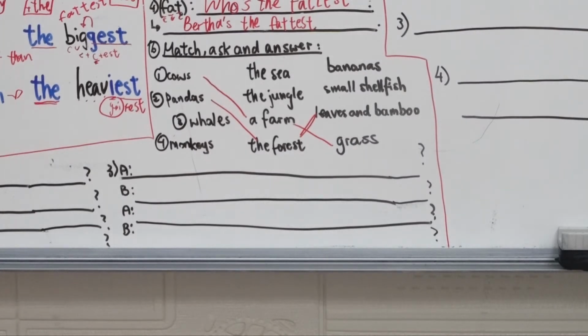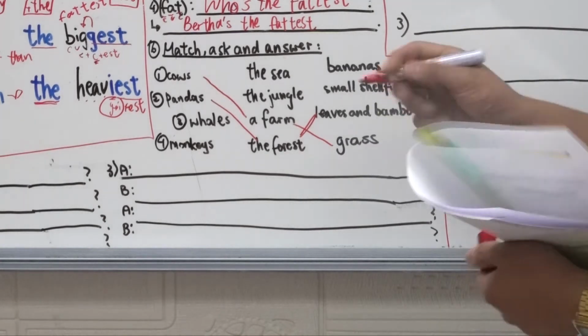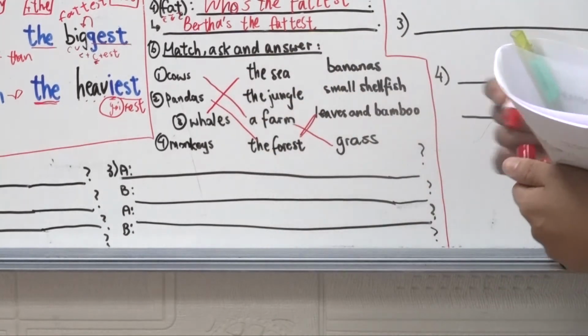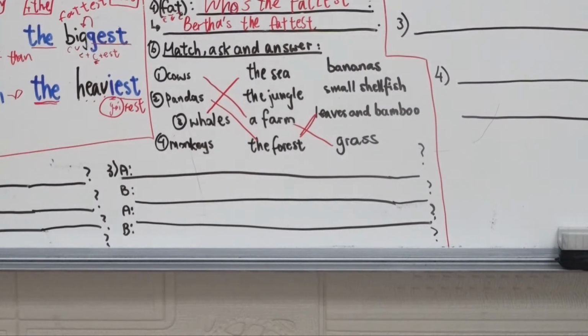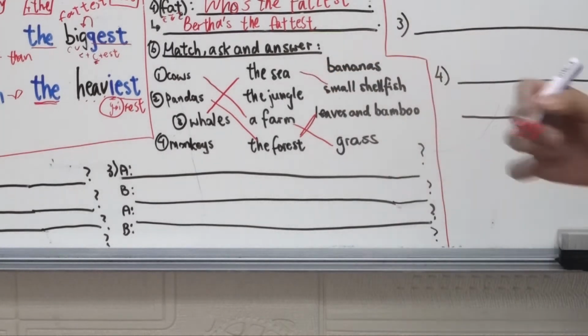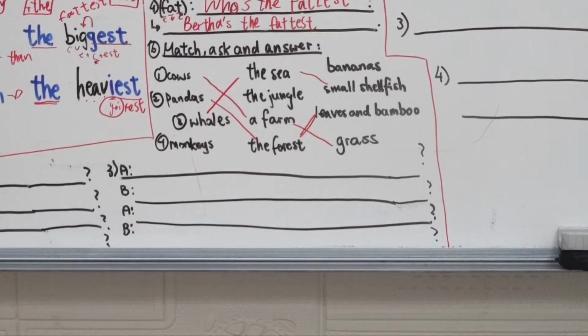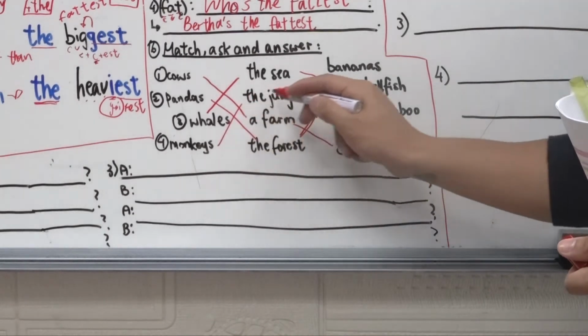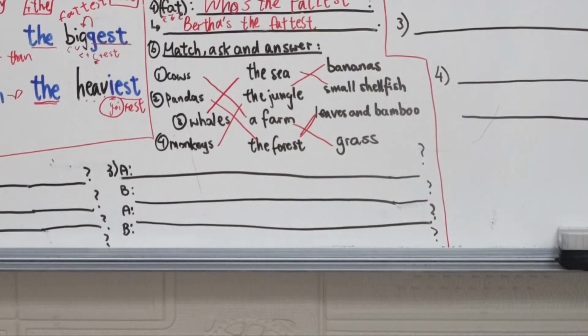What about question number 3, whales? Where do whales live? In the sea or in the jungle? Sea. Right, the whales live in the sea. And what do they eat in the sea? Bananas or small shellfish? Small shellfish, right? The sea and small shellfish. Lastly, monkeys. Where do they live? In the jungle, right? And they love to eat bananas, okay?